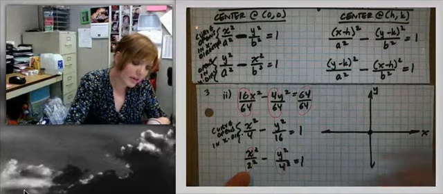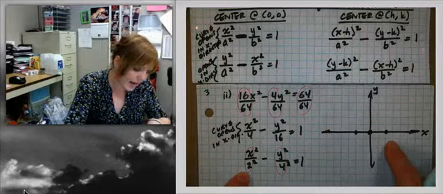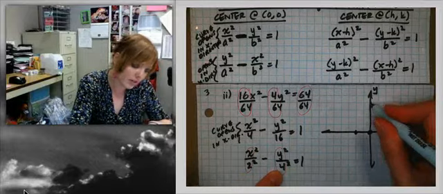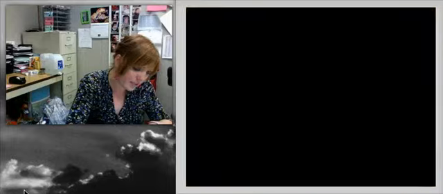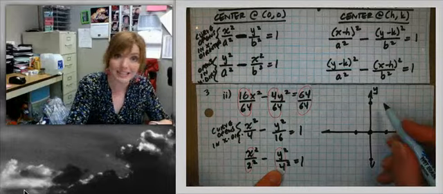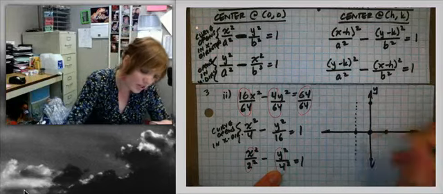There's a 2 directly underneath the x, so we're going 2 units to the right, 2 units to the left, putting dots on each of those. And then there's a 4 underneath the y, so that means we're going up 4 units and down 1, 2, 3, 4 units. And again, this is where instead of connecting them with an oval or an ellipse, we want to draw a box through all 4 of those points that we just put on the graph.